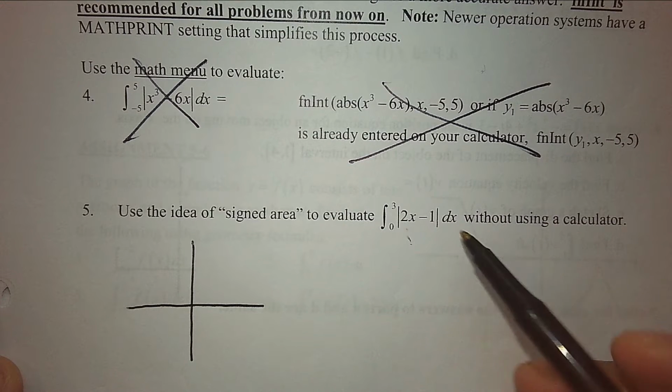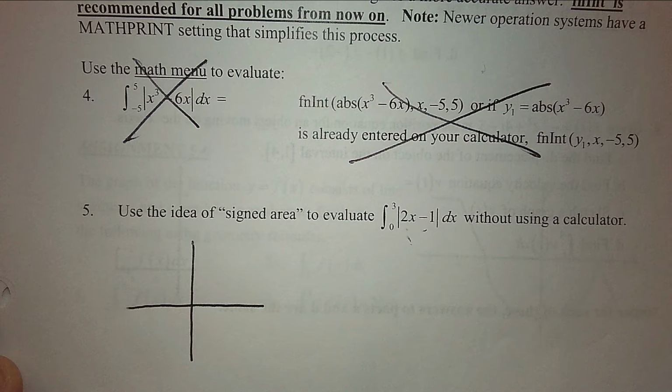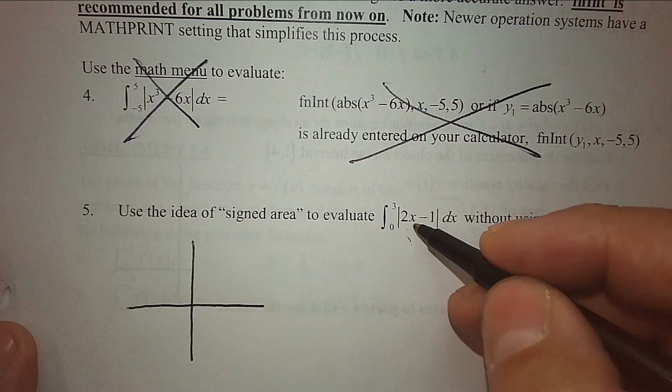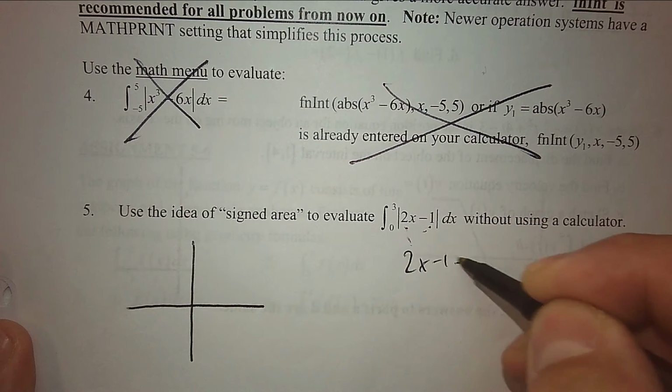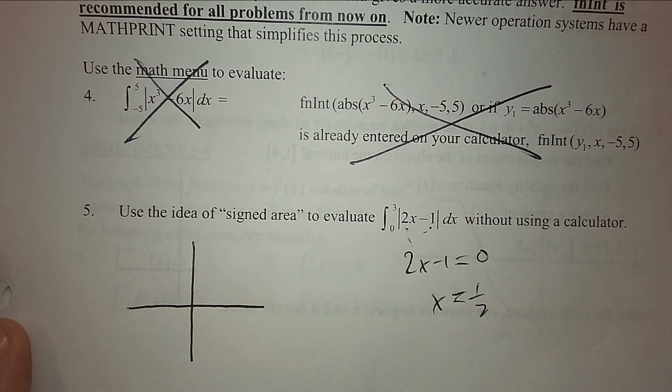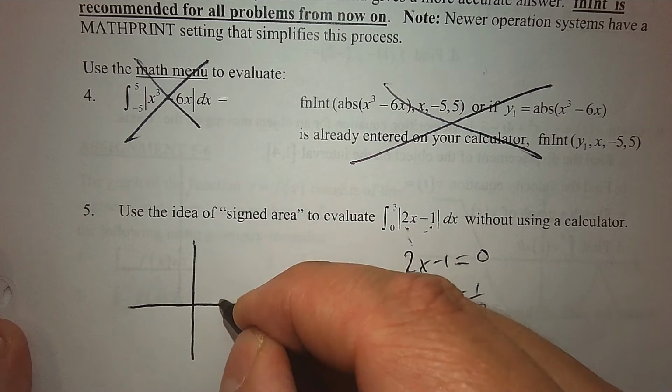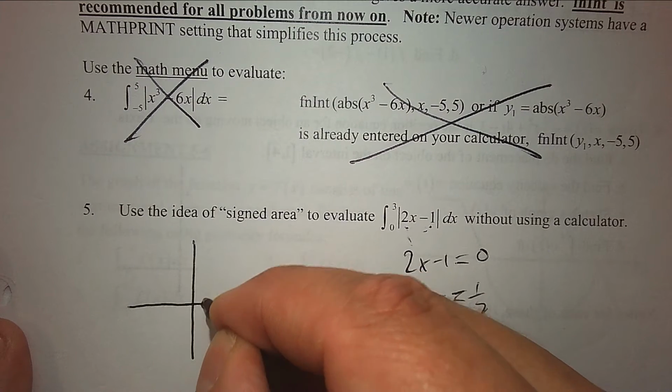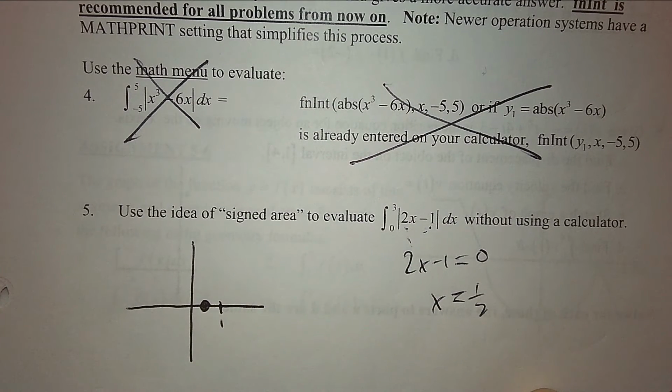How can I graph this to understand how to integrate using area rather than with my calculator? Do you see 2x minus 1? When 2x minus 1 equals 0, that creates a vertex. So at what x value do we have a vertex? Can you find where 1/2 is? That's going to be a vertex.